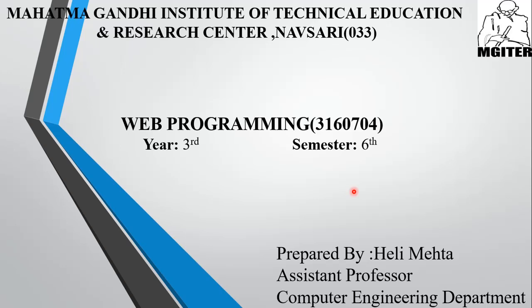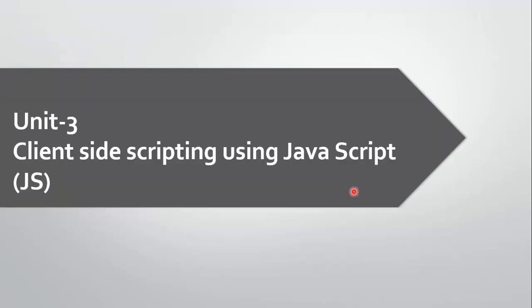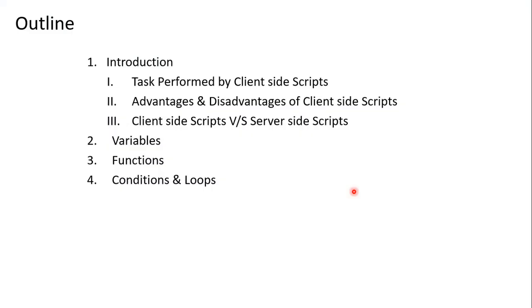Our subject is web programming. Our unit is the third, that is client-side scripting using JavaScript. The outlines are introduction, in which we will see tasks performed by client-side scripting, advantages and disadvantages of client-side script, client-side script versus server-side script. Next is variables, next is functions, next is conditions and loops.